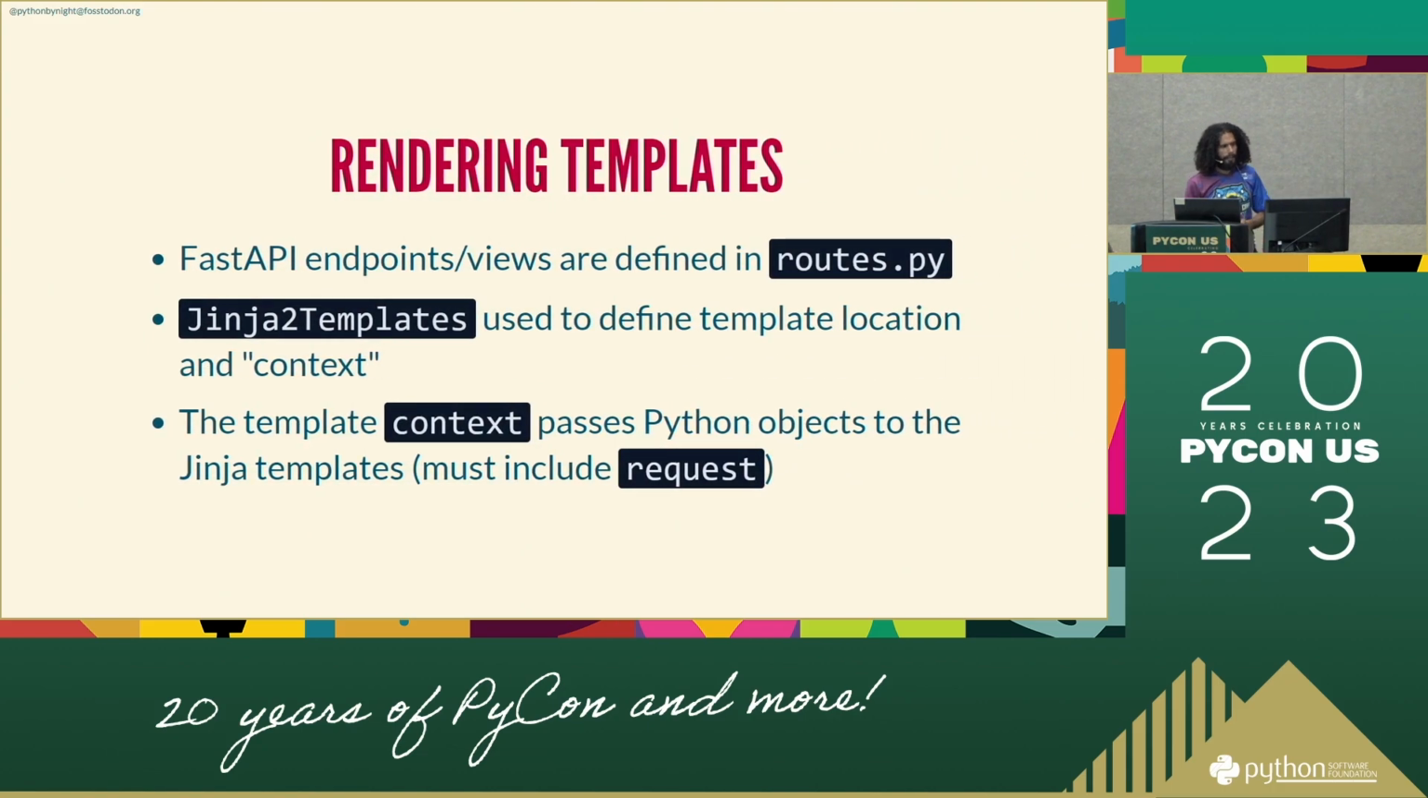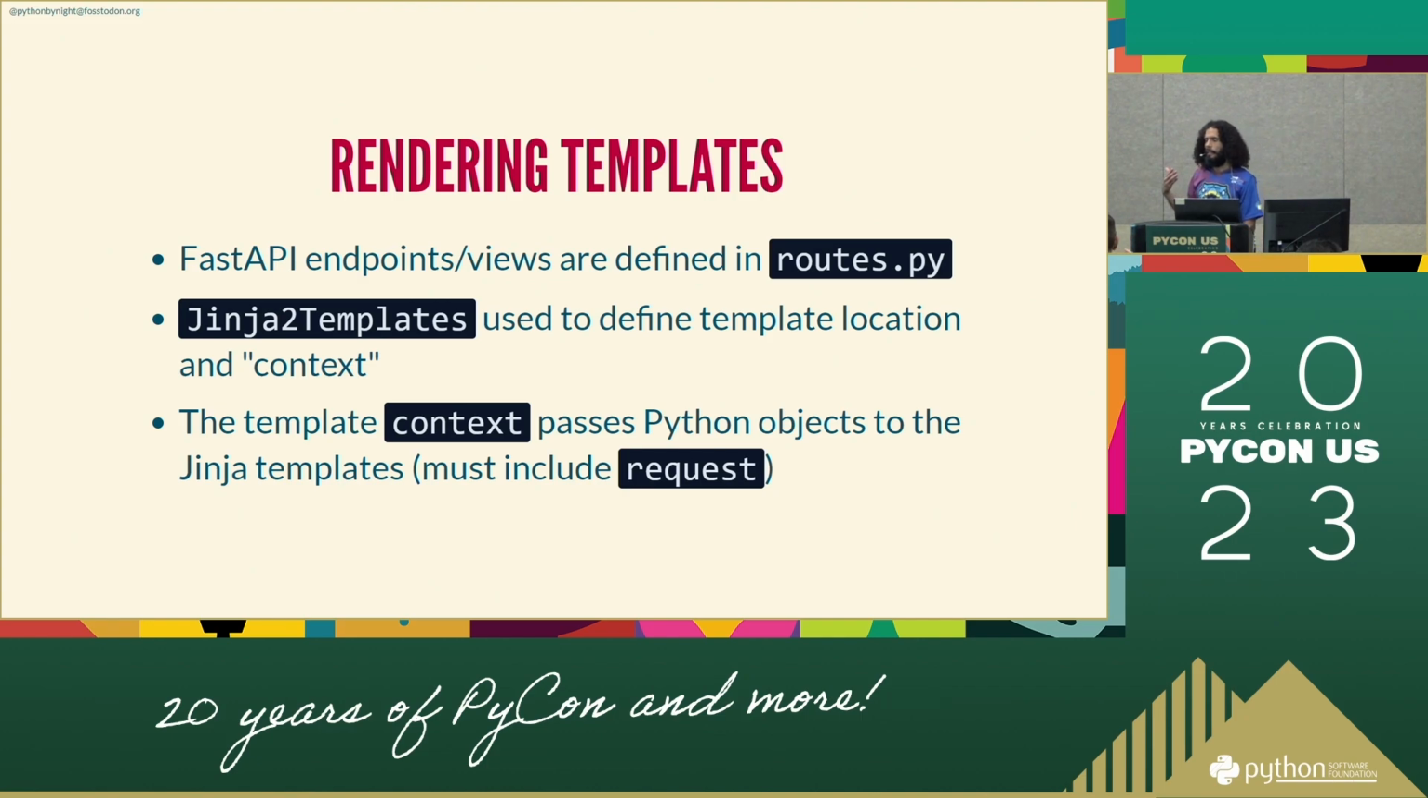So, rendering templates in FastAPI. Again, I mentioned that those endpoints, those views, are defined in the routes.py file. Now, FastAPI does have this class called Jinja2Templates. That's used to define the template location and the context. And that template context is perhaps the most important thing to keep in mind when working with templates. The context contains those Python objects that you want to have access to within your template. So if you're sending over a dictionary or a list or even class objects, you can then use them within your template and display what you need to the user. So it's very, very useful.